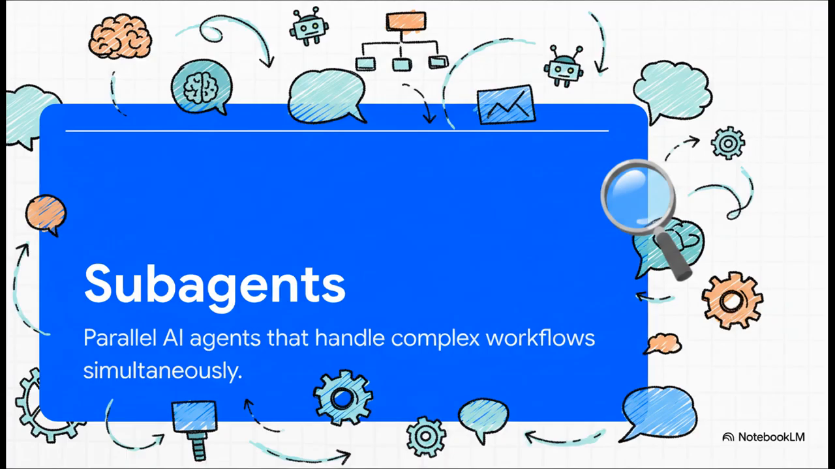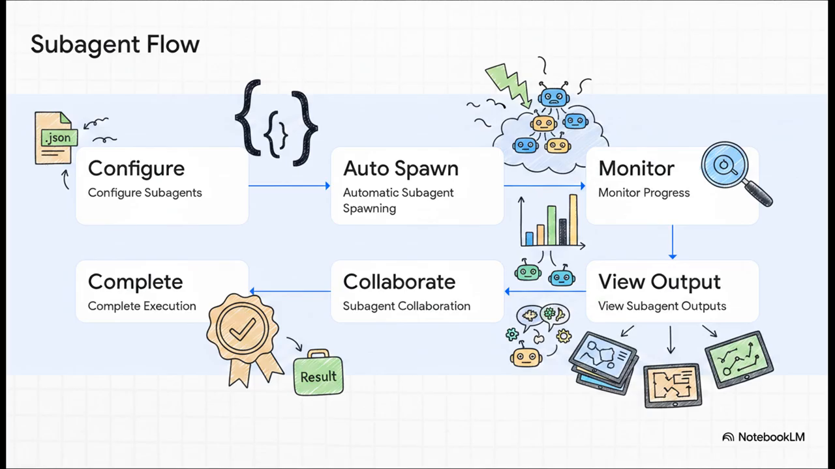Here is the life cycle of that parallel teamwork in action. Step 1, you just configure their permissions right there in your config.json file. Step 2, Claude automatically spawns them based on your complex request. Step 3 lets you actually monitor their progress in real time. In Step 4, you can view their distinct outputs. Step 5 is where it gets crazy. The subagents actually collaborate and communicate with each other to make sure their work aligns perfectly. And finally, in Step 6, they complete the execution and hand that final polished result right back to you.